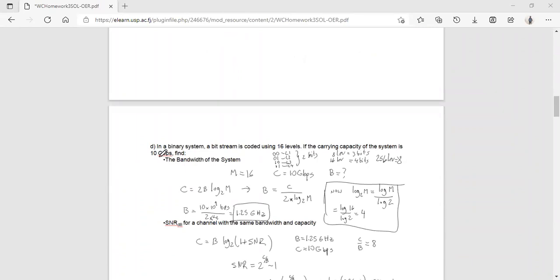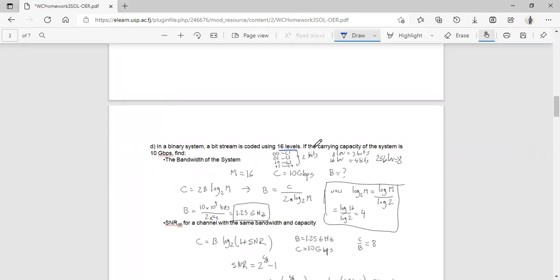Just in case you need any clarification, please just pause me in between and you can ask, right? In part D, it says in a binary system, a bit stream is coded using 16 levels, right? So let's highlight that 16 levels. If the carrying capacity of the system is 10 gigabits per second, find the bandwidth of the system, right? So we are given the number of levels. So number of levels is basically equivalent to our M. Okay, this over here is basically equivalent to our C.